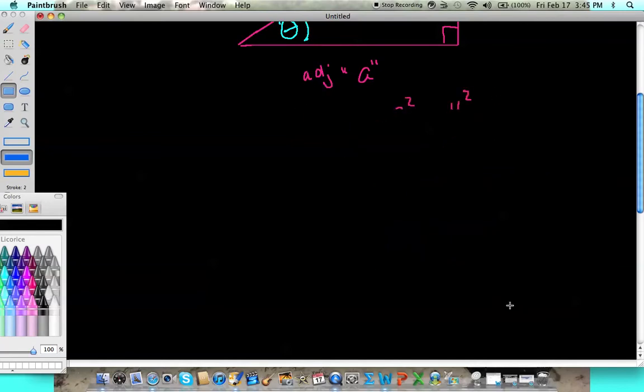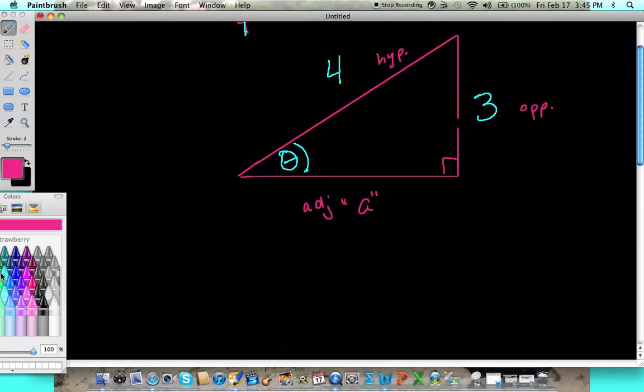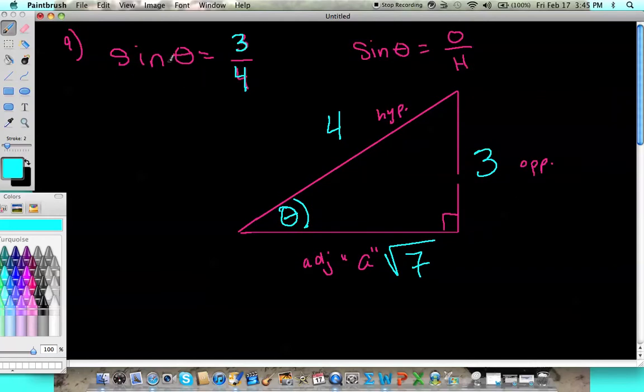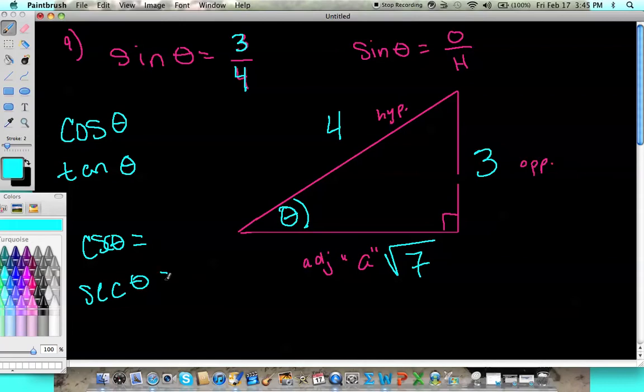So I'm going to fill that out in my triangle up here. Coming back to my triangle, I'm going to put the square root of 7 because I've now solved for that. Now I know all of the sides of the triangle. I was already given sine, so I need to figure out what the cosine of theta is, the tangent of theta, and then the cosecant, the secant, and the cotangent.